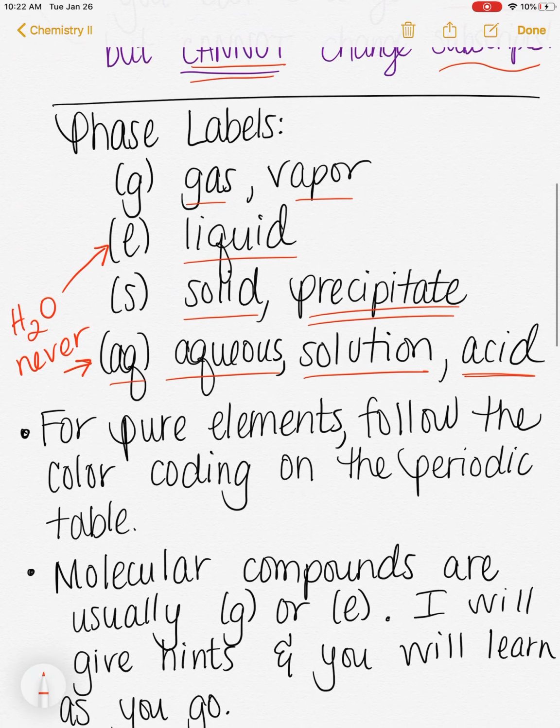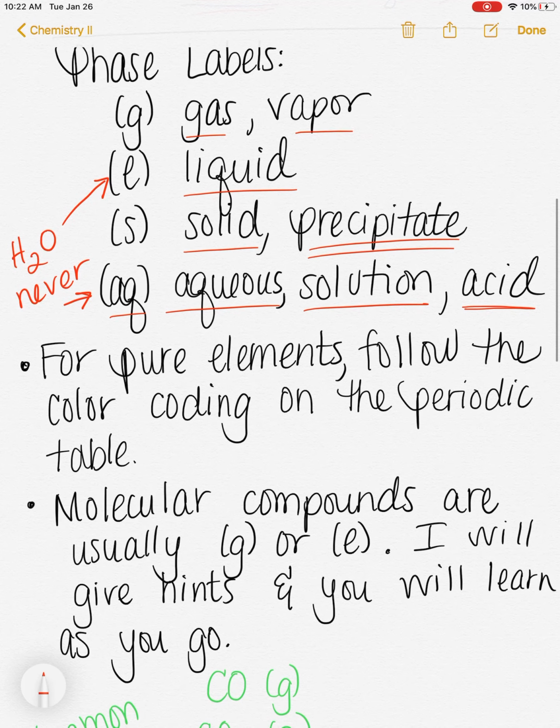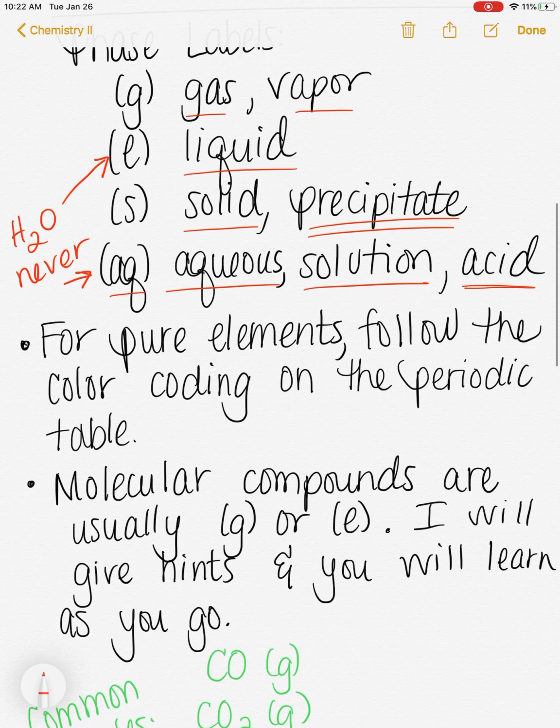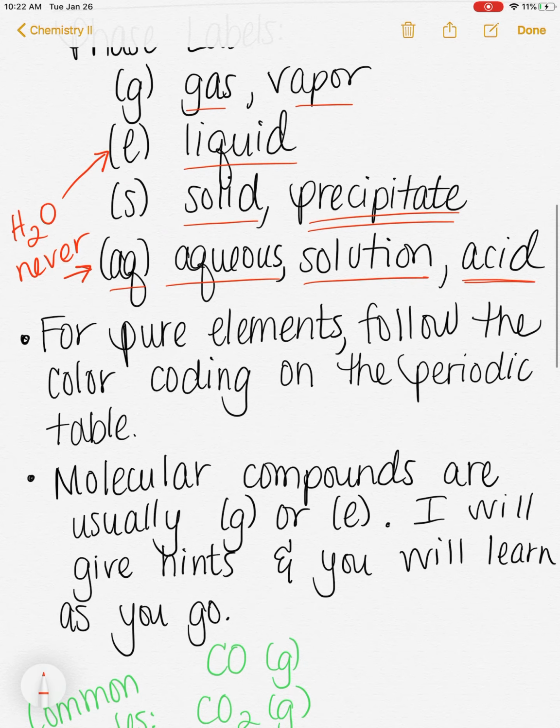As far as trying to figure out what phase label to put if there's not a verbal clue in the problem, if it's a pure element, you can look it up on the periodic table and the color coding will give you a hint. Remember, most metals are solids, most nonmetals are gases.